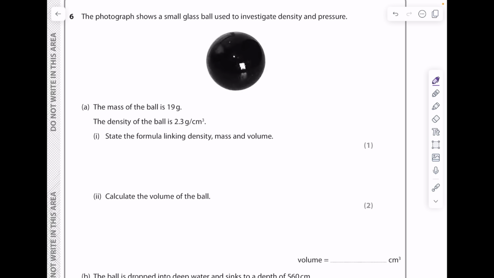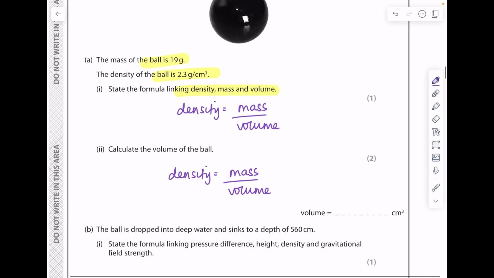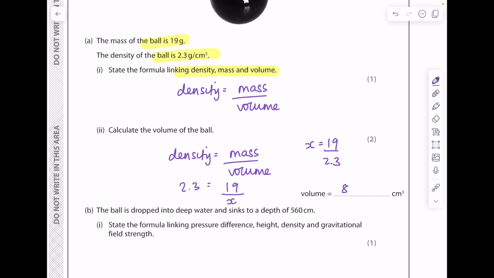The photograph shows a small glass ball used to investigate density and pressure. The mass of the ball is 19 grams, the density is this. State the formula linking density, mass and volume. Density equals mass over volume. Calculate the volume of the ball. So I know the density is 2.3. The mass we were told is 19. I'm after volume. So I do 19 divided by 2.3, which is 8.3.